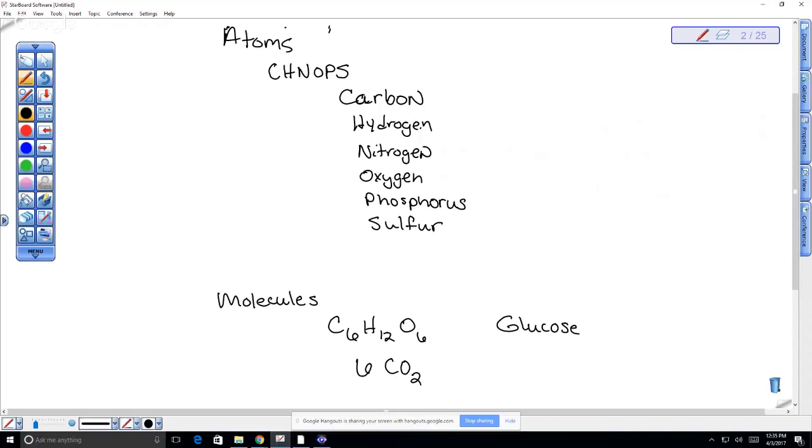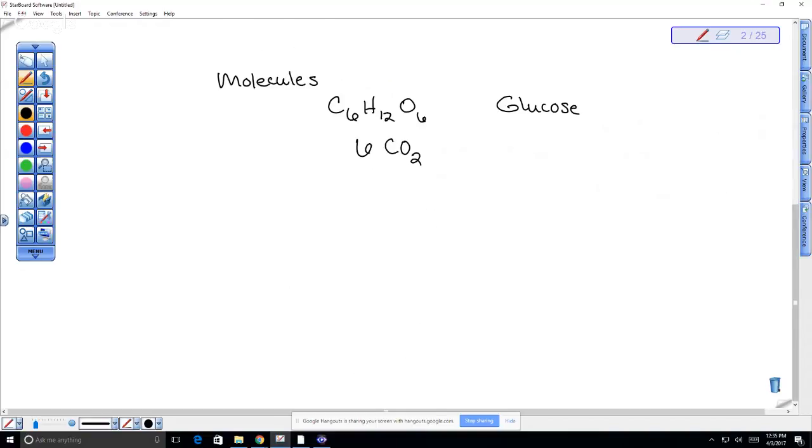Okay, so in our bodies, these molecules form into cells. That's the next level of organization. And cells are the fundamental unit of life. So these molecules are not living. Glucose is not living, okay? So this is the fundamental unit of life.